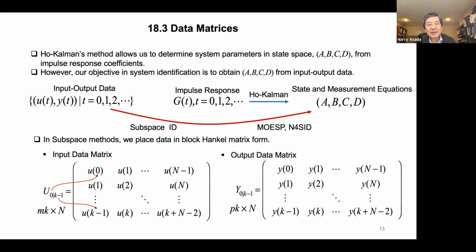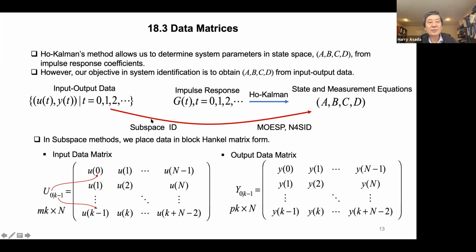So we started with the whole Kalman method, starting with the impulse response, right? If we just use some method to get the impulse response, then it's fine. I know that can be expanded to A, B, C, D and the matrix that we have just seen. However, our original mission is that given some input-output data, we would like to find A, B, C, D. That's actually system identification, right?